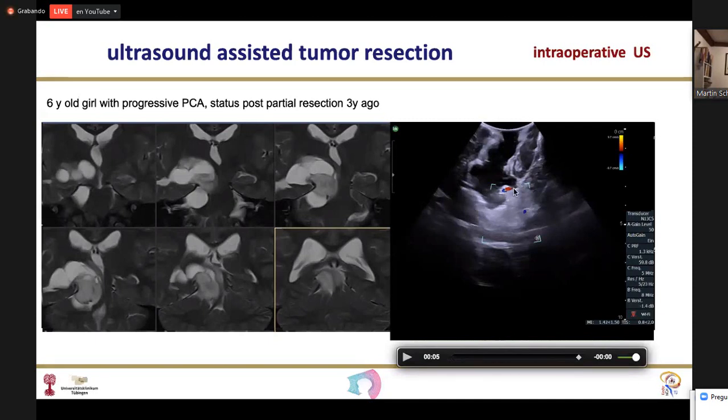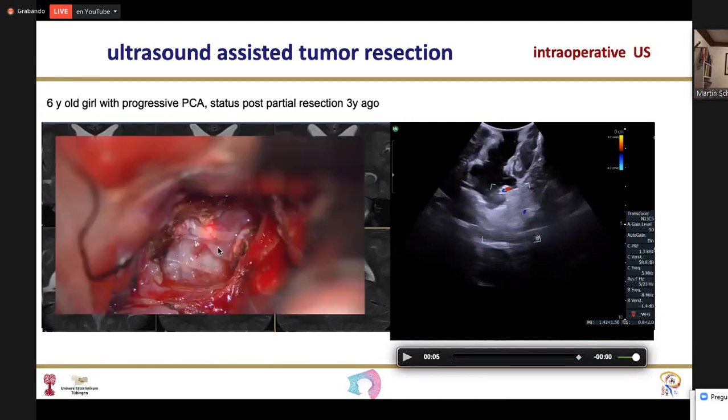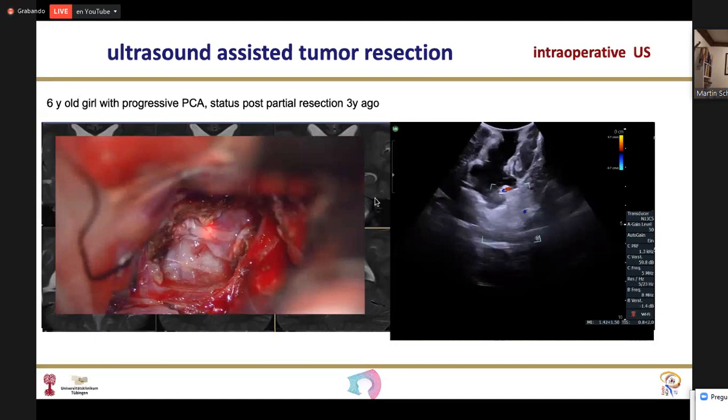We have already reached the tentorium here, and we'll now open the tentorium. This is now after opening of the tentorium. We have this posterior cerebral artery here. We have the trochlear nerve here in the opened tentorium. And now we proceed with the surgery. We still have to take this off the brainstem.